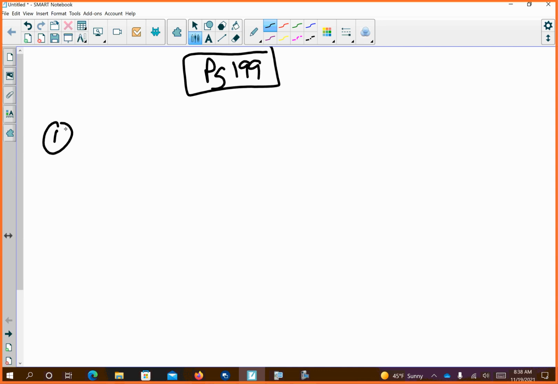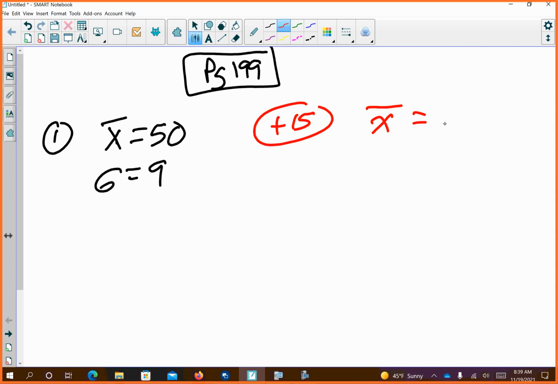All right. It says, assume the data set was given with a mean of 50 and a standard deviation of 9. So what happens when we add 15? The mean changes, but the standard deviation stays the same because addition and subtraction are lower orders of operation. They don't change the spread of our data.